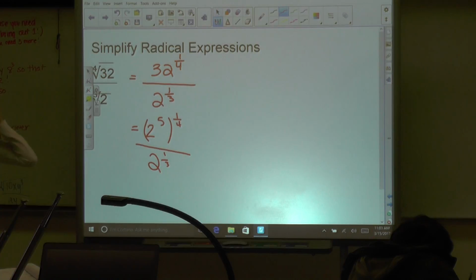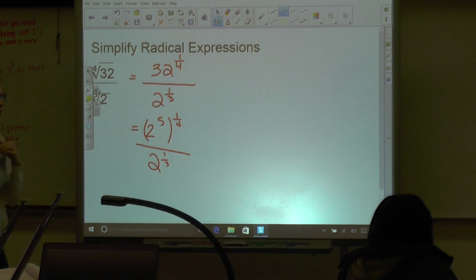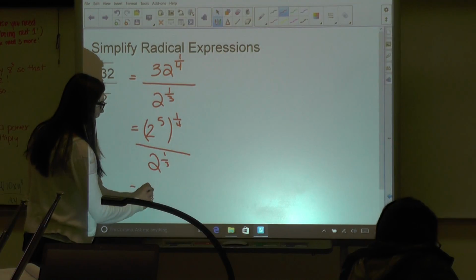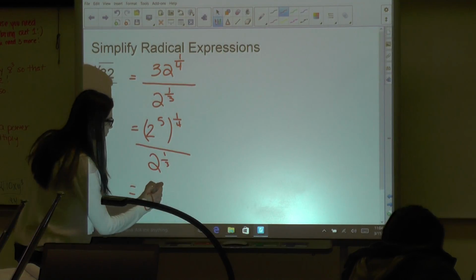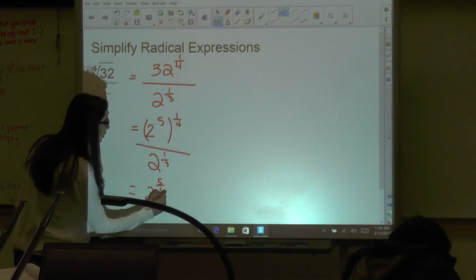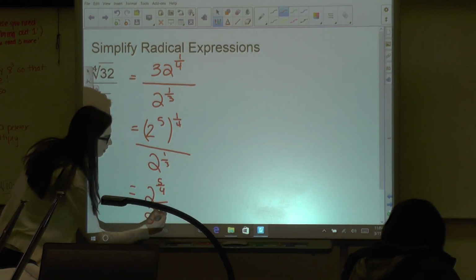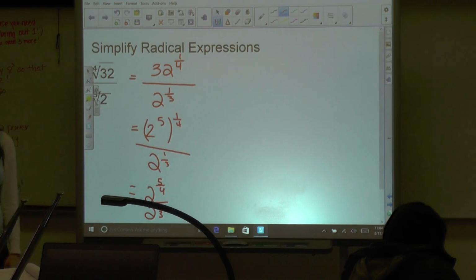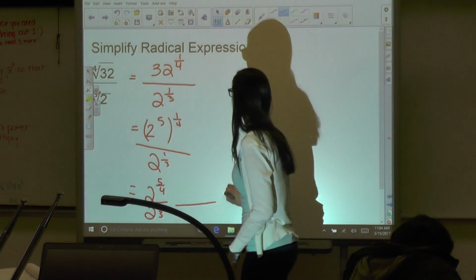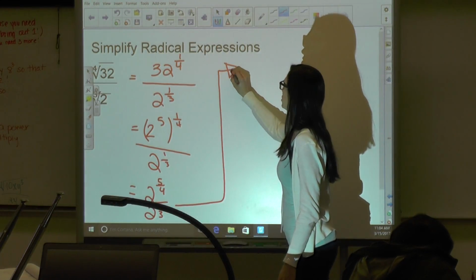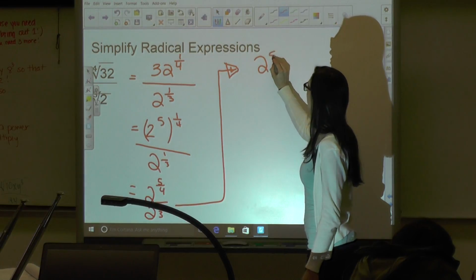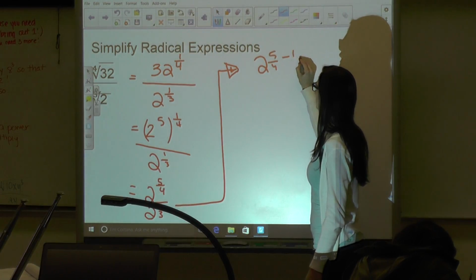What rule do you use on the top? You're multiplying. Power of a power, so you multiply. So 2 to the power 5 over 4, and this is over 2 to the power 1/3. Then you use your subtraction rule because it's power over a power. So that's 2 to the power 5 over 4 minus 1/3.